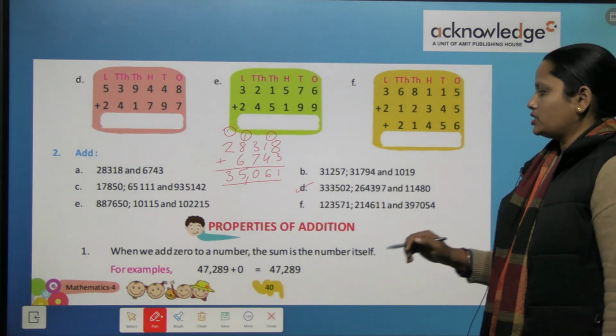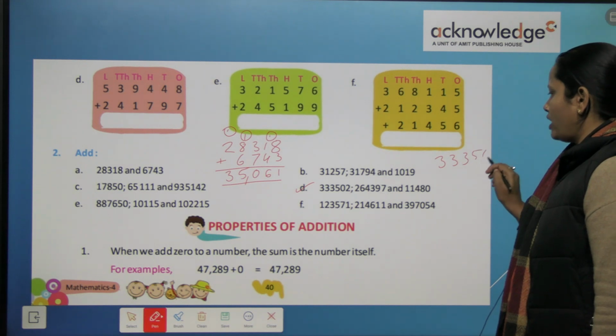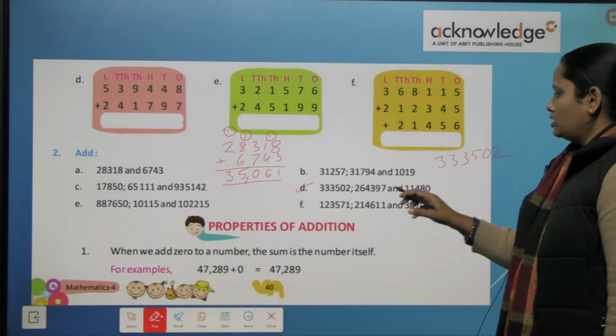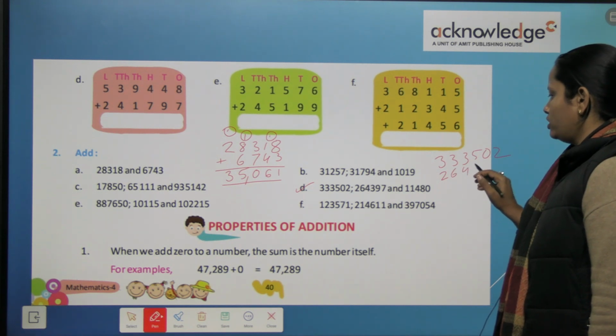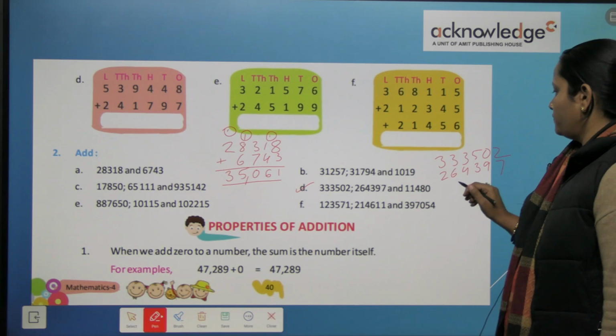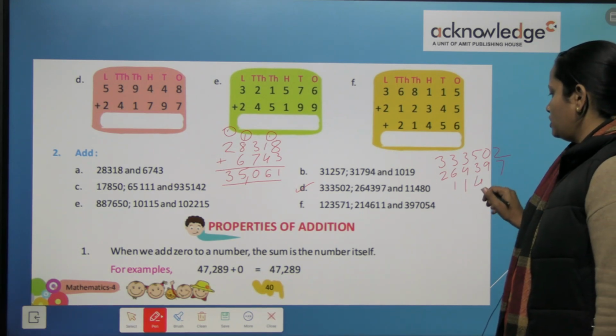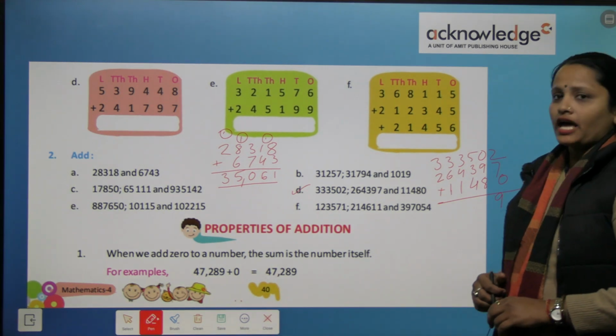So let's do this. 333,502. Next, 264,397. Next, 11,480. So children, let's add this.